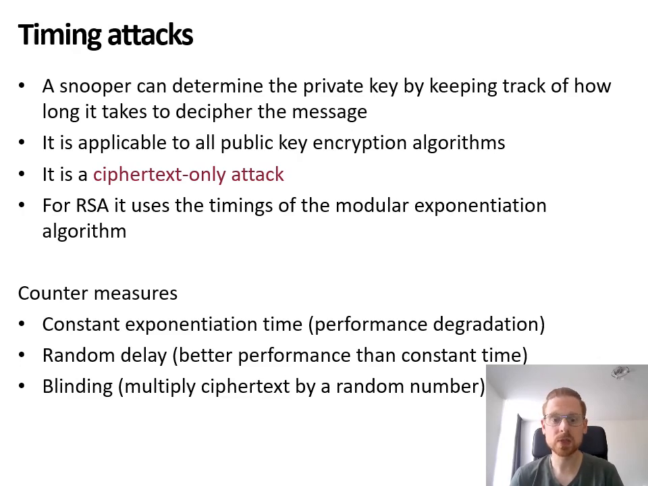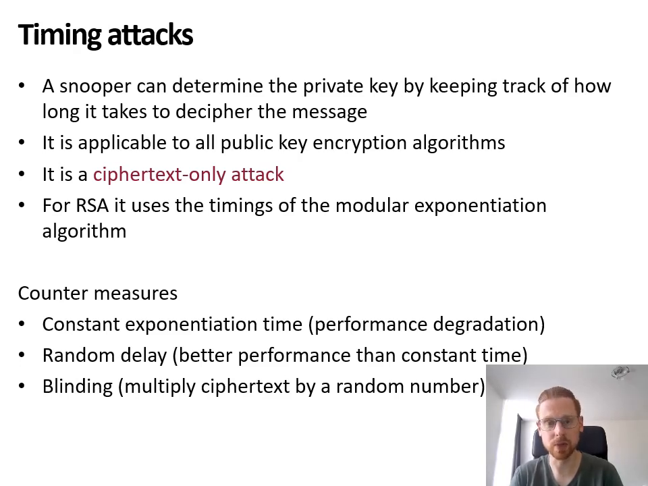For RSA, it makes use of the timings in the modular exponentiation algorithm, because as I mentioned, this algorithm will take longer or shorter depending on the number of 1 bits in the exponent d. Based on the timing, the attacker can then derive how many 1 bits are in d, and based on that can estimate the value of d.